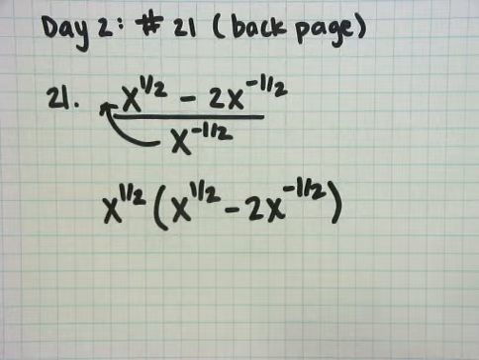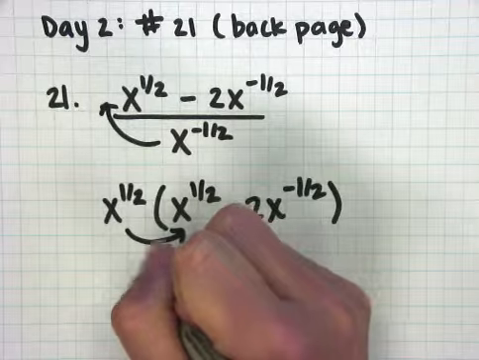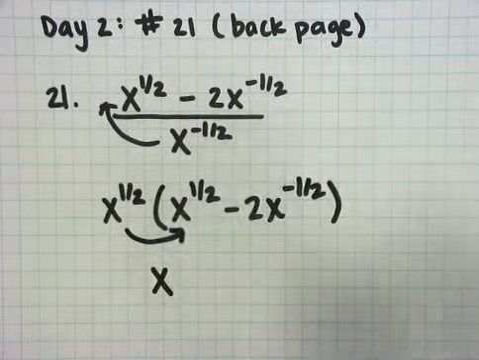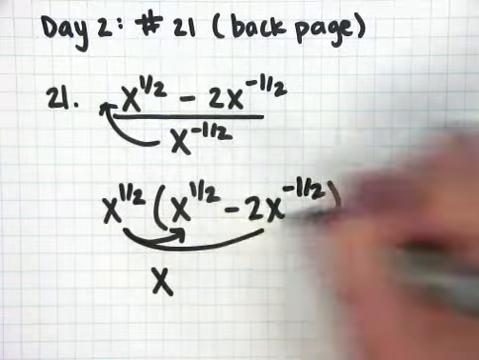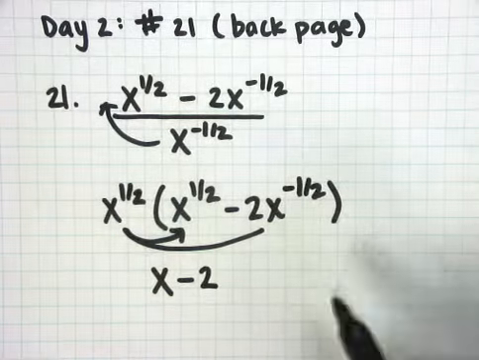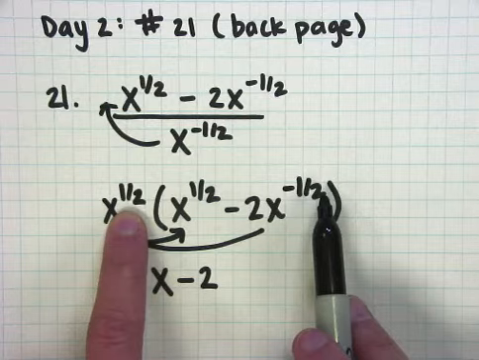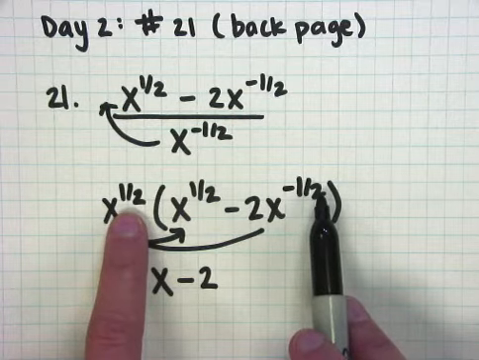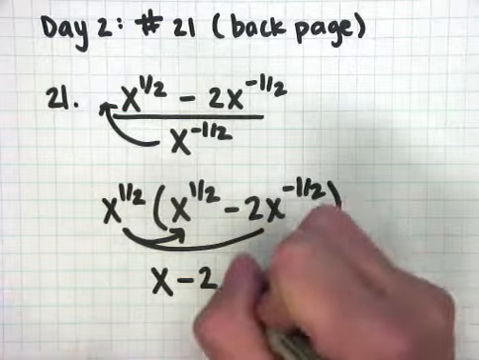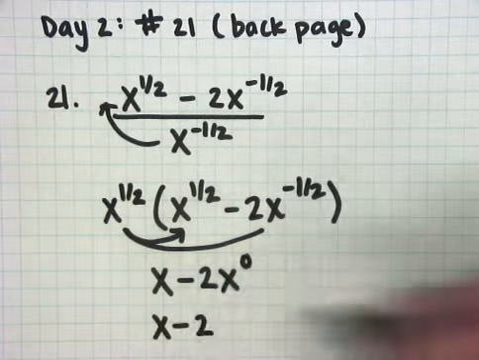So if I do x to the half times x to the half, a half plus a half is x to the first, or just x. And here, when I do x to the half times negative 2x to the negative half, I get a negative 2. When I do x to the half times x to the negative half, I add those exponents. A half plus a negative half is 0. So I technically get x to the 0, but anything to the 0 power is 1, and so I'm just left with x minus 2.